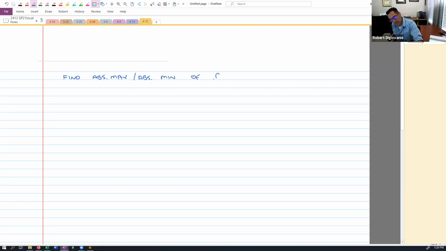of the function f of x equals, I'm going to make this up. Since I'm making this up, we're probably going to get some weird answers. x cubed minus 4x squared plus 2x minus 3. And I want this on the interval, let's go -2 to 5. No, we'll go with it.